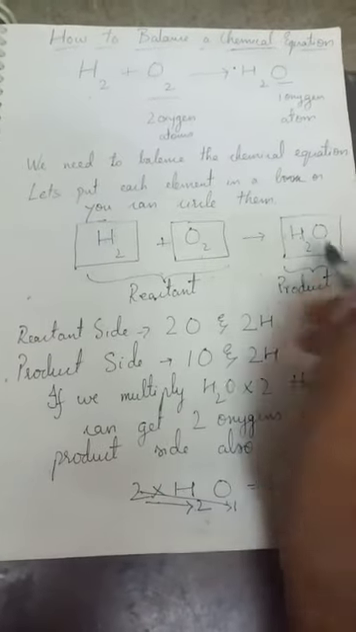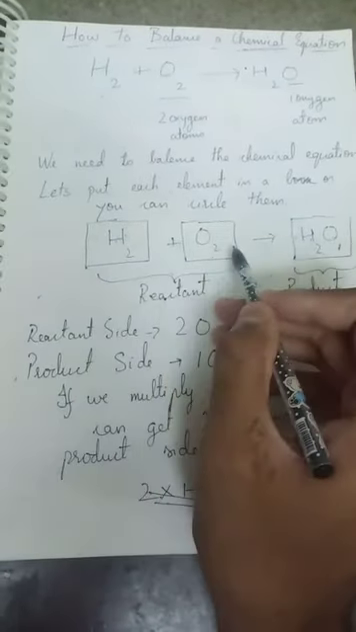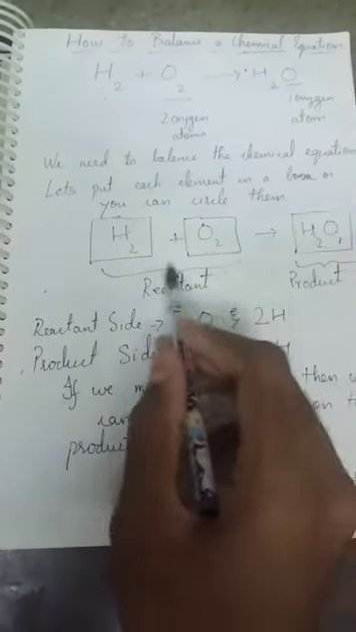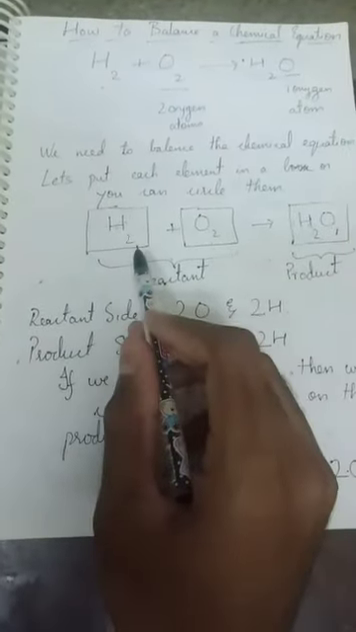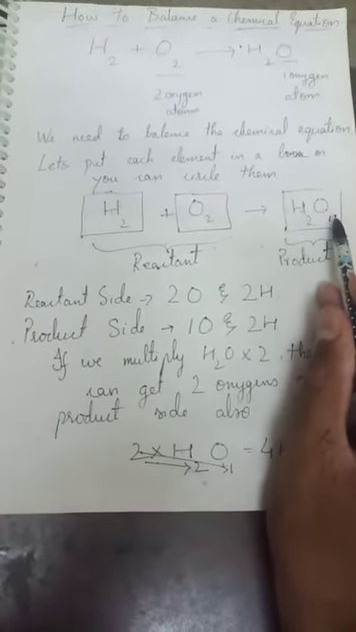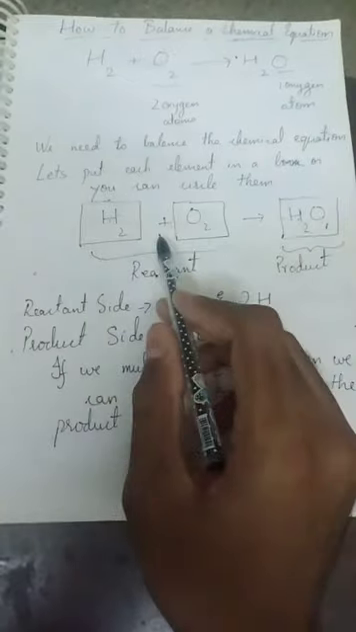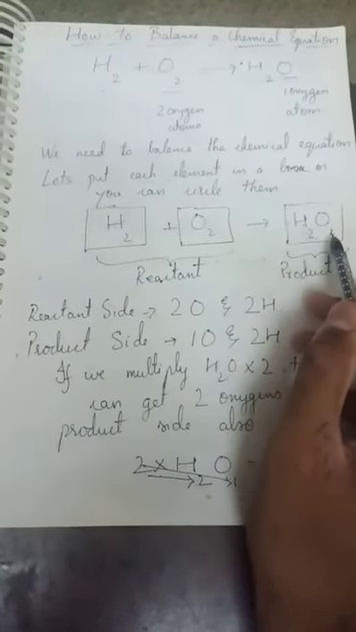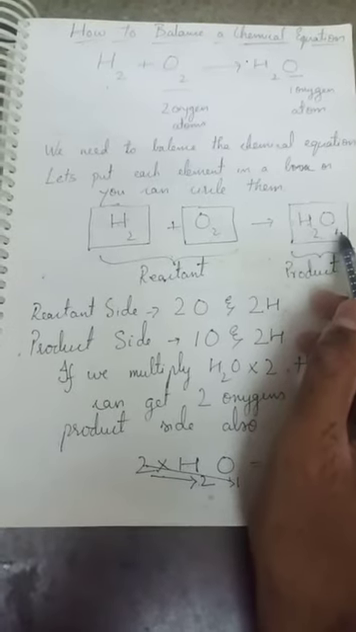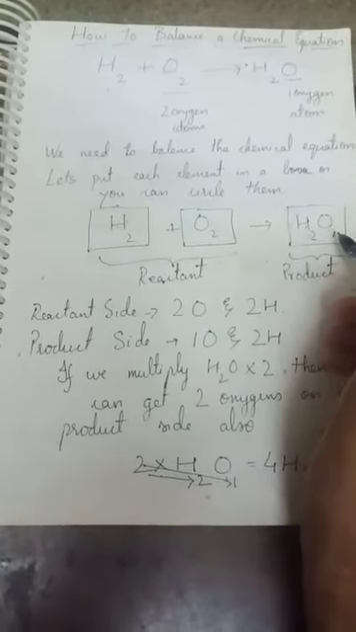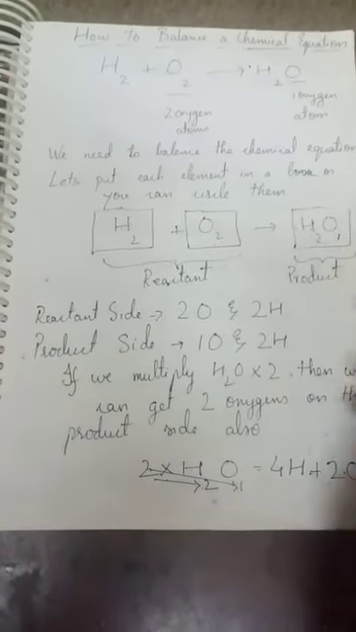To get water, we need to combine hydrogen and oxygen. If you see the reactant side, that means the left side, we have two oxygens and two hydrogens. But on the product side, we have two hydrogens and only one oxygen. That means if we compare both the reactant and product, there's still one oxygen missing to balance this chemical equation. In order to get that another oxygen atom, what we need to do, we'll find out in this video.